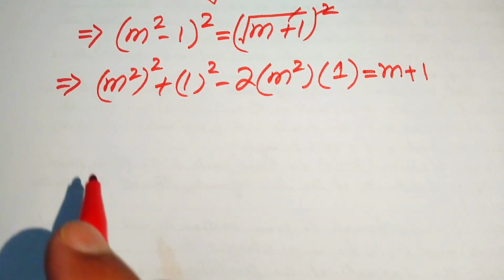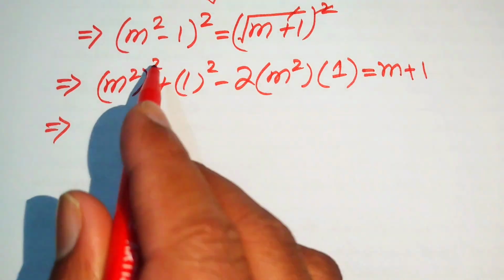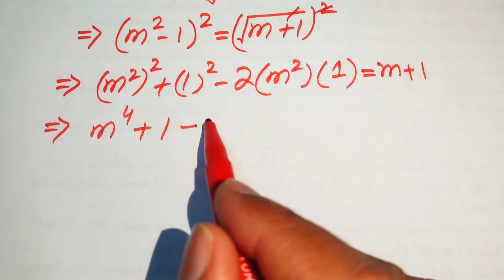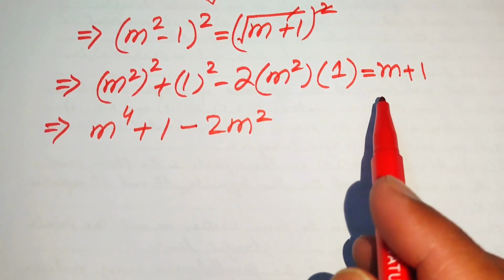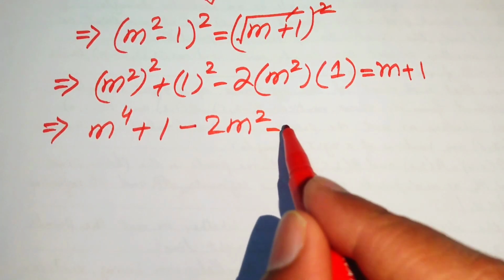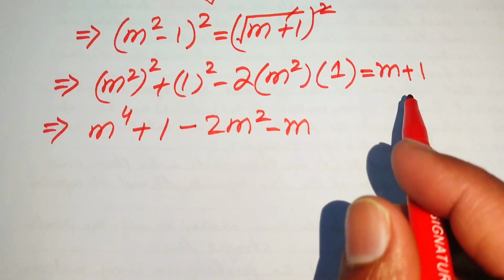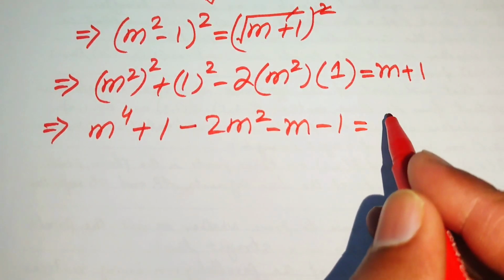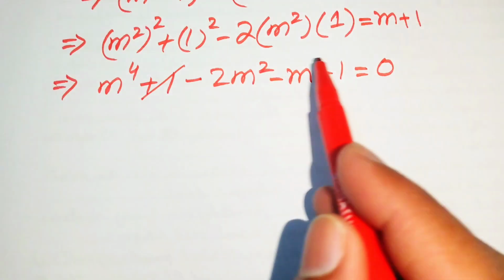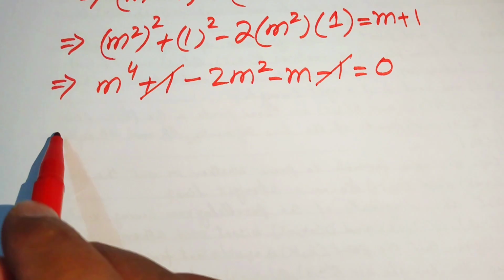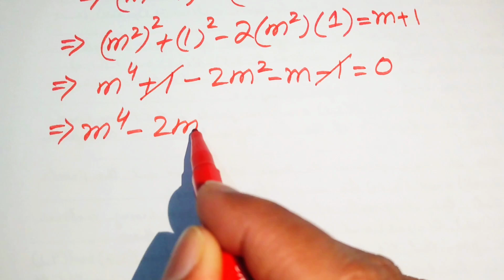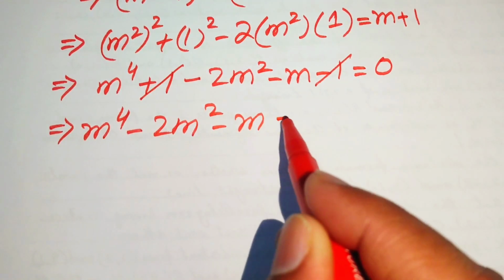In the next step, 2 times 2 becomes 4, and we have m to the power of 4 plus 1 minus 2 times m squared. Here we move these two terms to the left hand side. This is plus m, so when we move it to the left hand side it becomes minus m, and this plus 1 becomes minus 1, and the whole thing equals 0. Now the plus 1 and negative 1 cancel each other, and the remaining terms are m to the power of 4 minus 2m squared minus m equals 0.